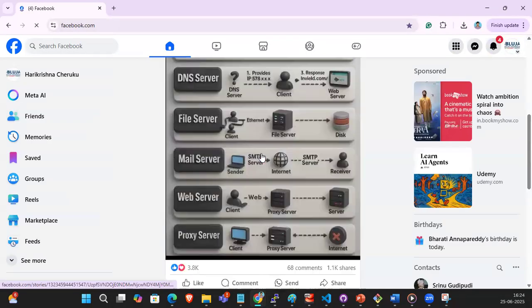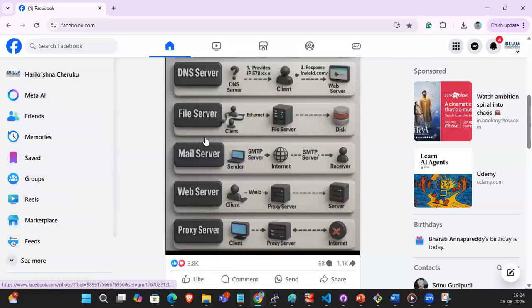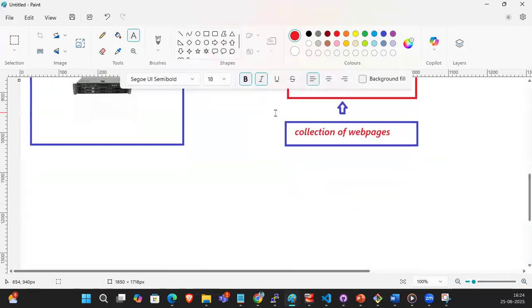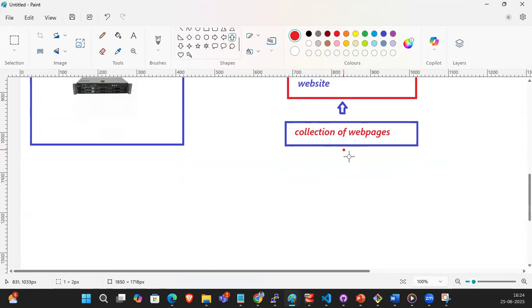So this is Facebook, right? In this Facebook, we have a number of pages. The collection of web pages is nothing but a website. So what is a web page, guys?